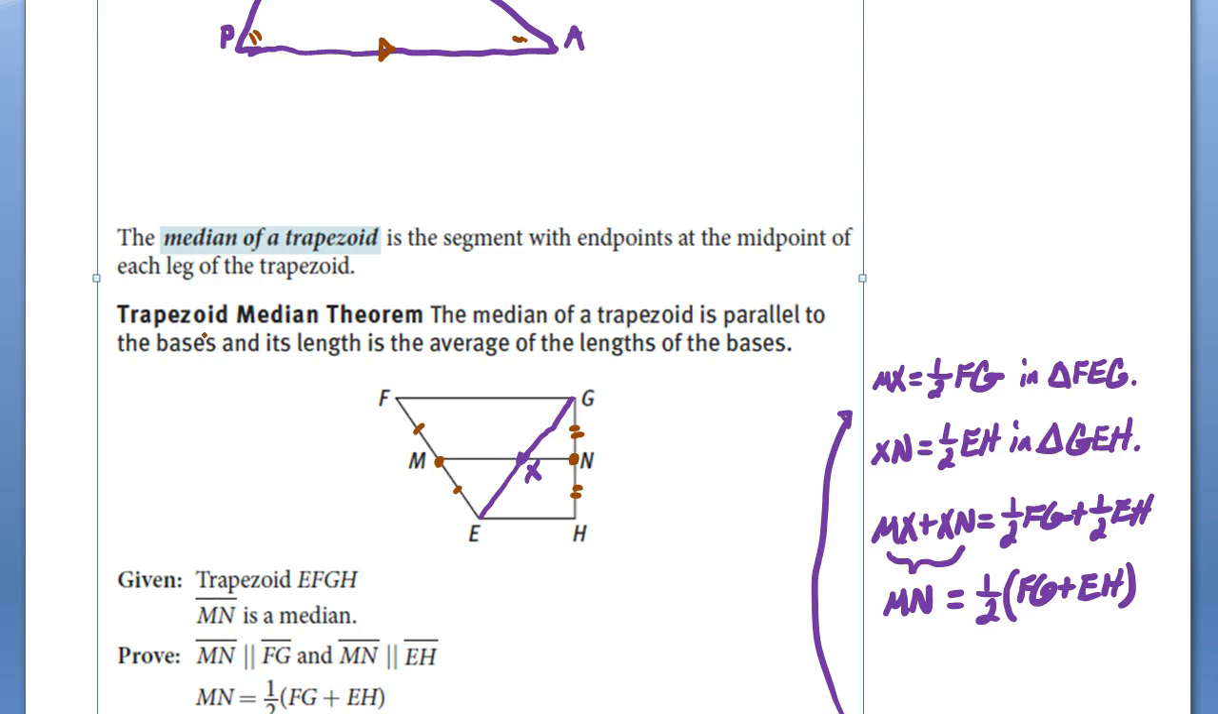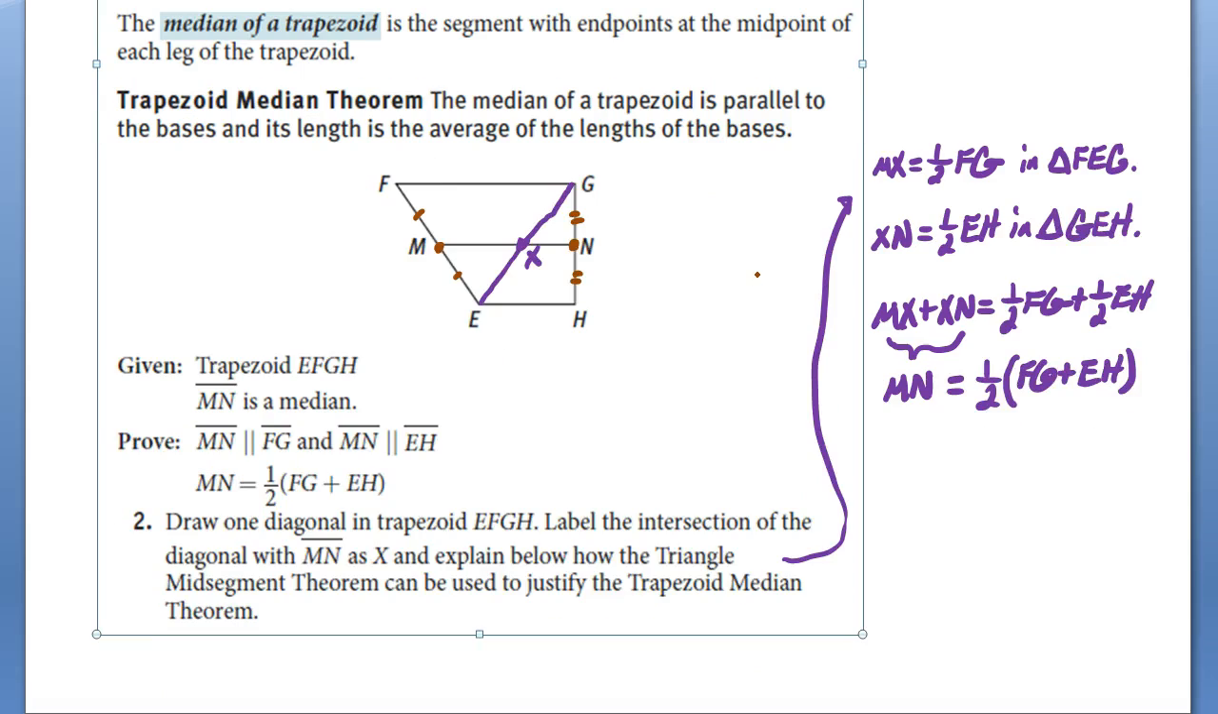There's a theorem about that called the trapezoid median theorem. It says the median of a trapezoid is parallel to the bases, and its length is the average of the length of the bases. So here we have a proof of this.